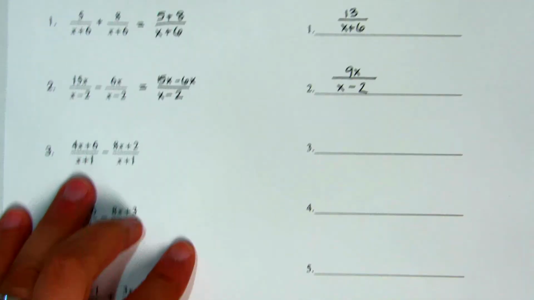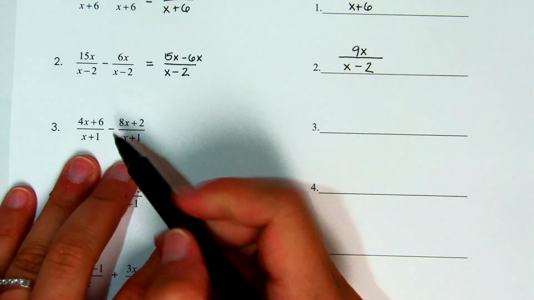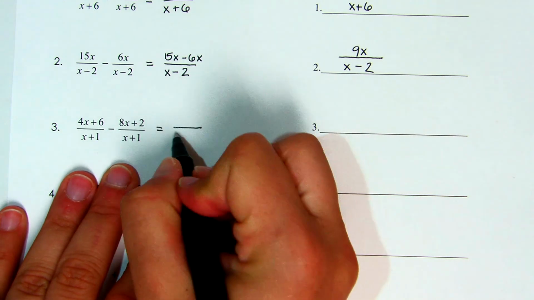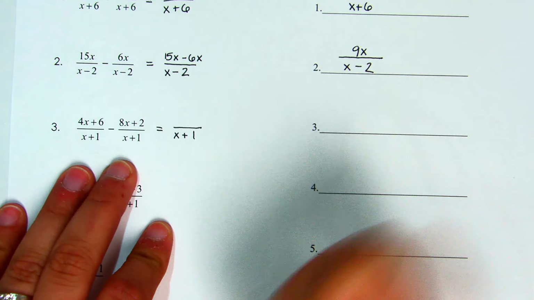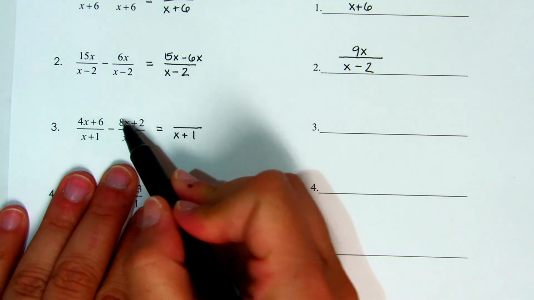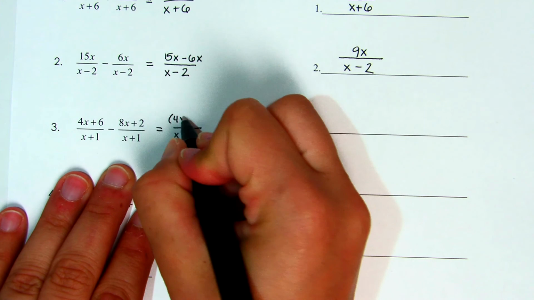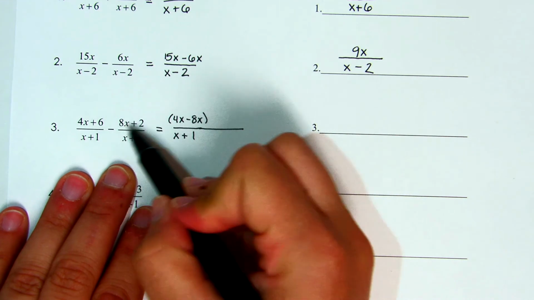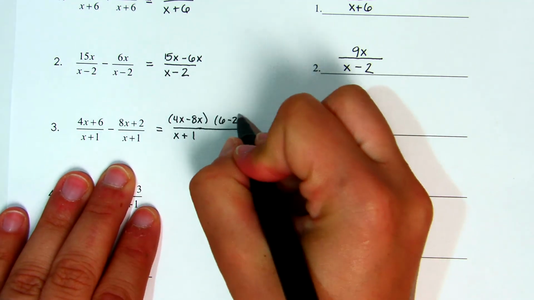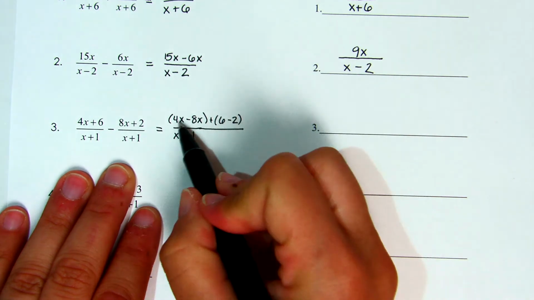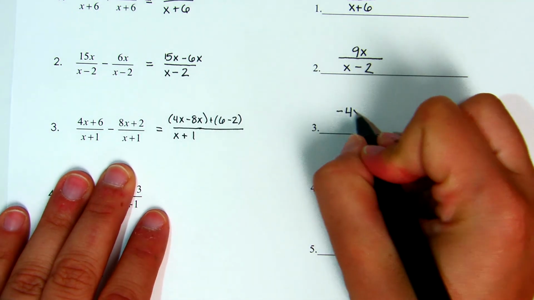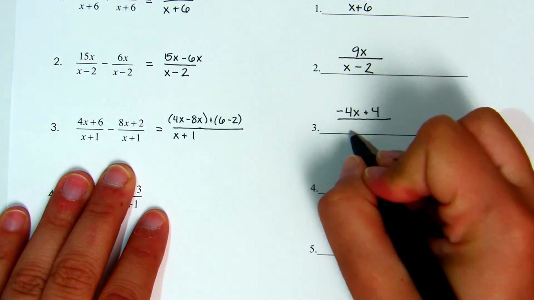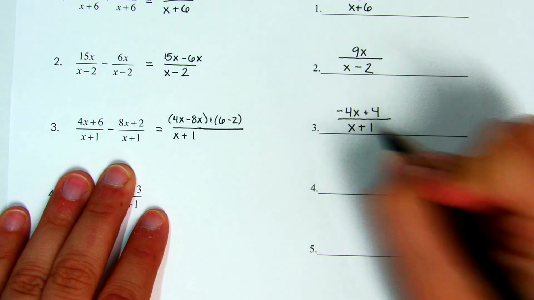On number 3, I still, again, have x plus 1 over and x plus 1, so I have a common denominator already, x plus 1. And then I'm going to combine like terms. So I have 4x minus 8x, and I have 6 minus 2. So 4x minus 8x is negative 4x, and 6 minus 2 is a positive 4 over my common denominator, x plus 1.